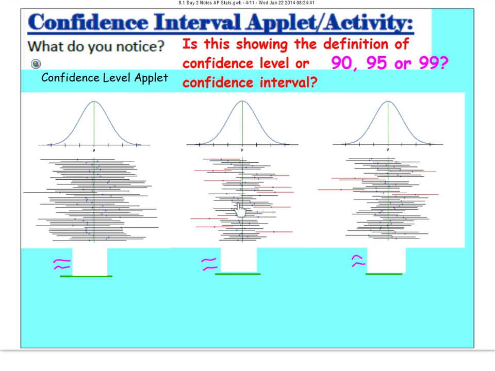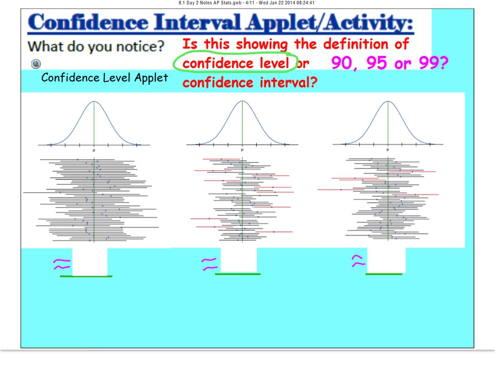We see the same thing here. The mean is down the middle. And these are a variety of confidence intervals that were computed. Notice the red ones are highlighted because they are not capturing the true population mean. Same thing for this one. So my first question for you is this. Is this information down here actually showing us the definition of a confidence level or a confidence interval? Well, what it is, this is actually a confidence level.